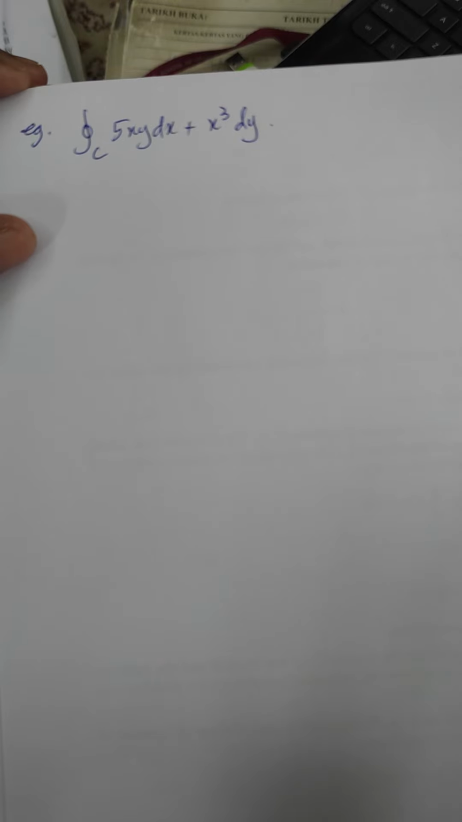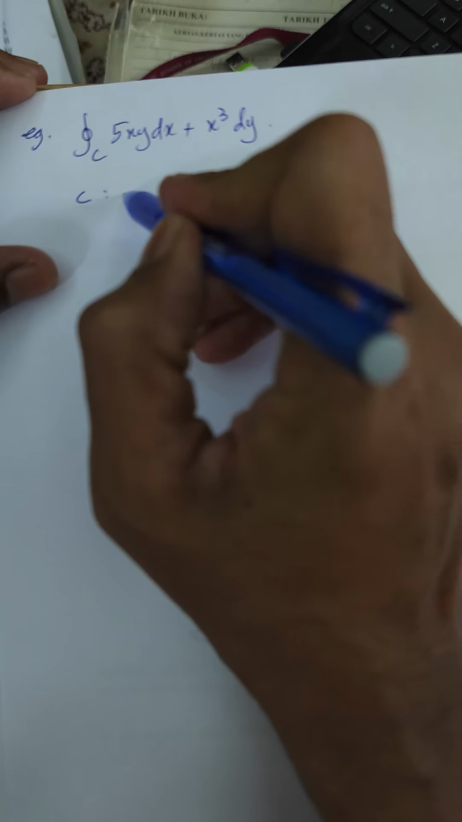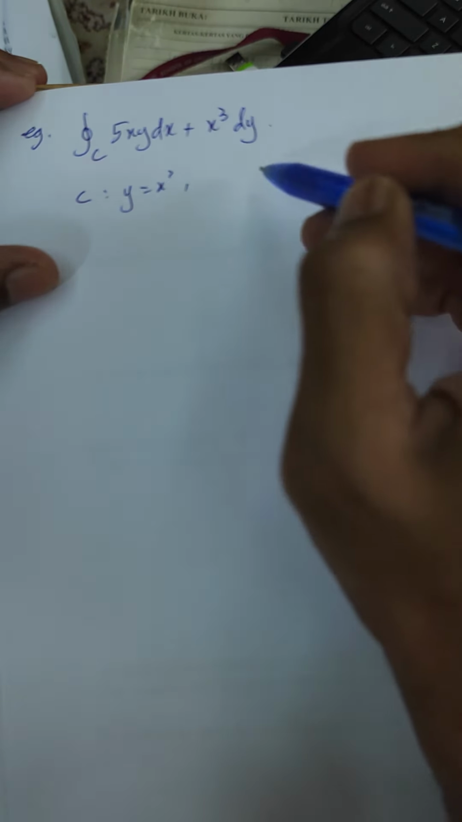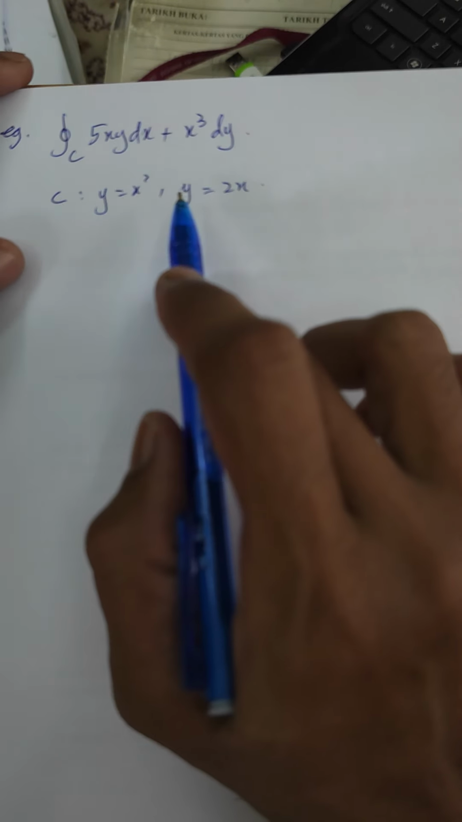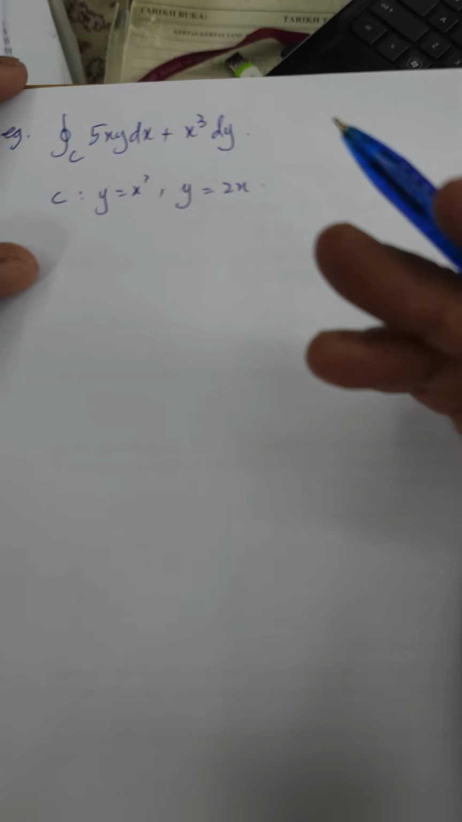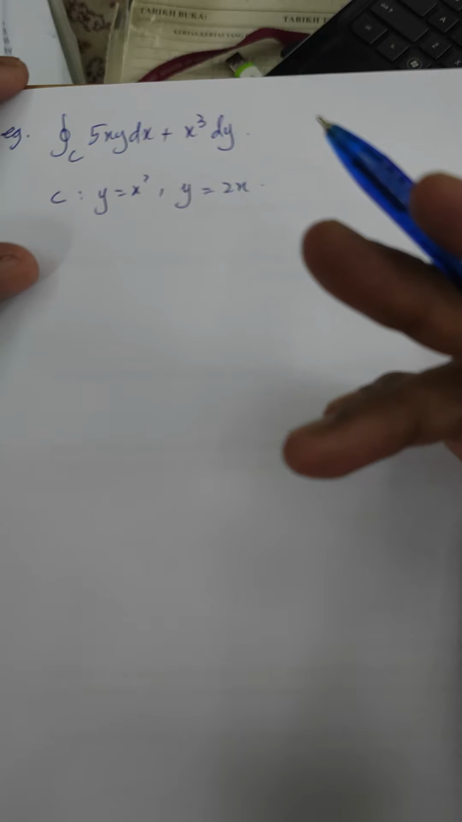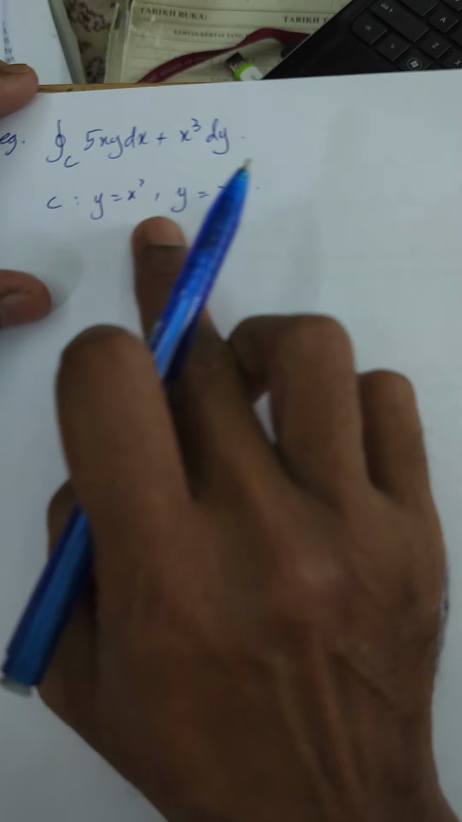Alright, and C is bounded by y equal to x squared and y equal to 2x. So first thing is that it's not compulsory to sketch those curves, but if you do sketching, then it will help you a lot in determining the limits of integration. Yeah. So let's sketch those things. So we have y equal to x squared and y equal to 2x. This is easy to plot.